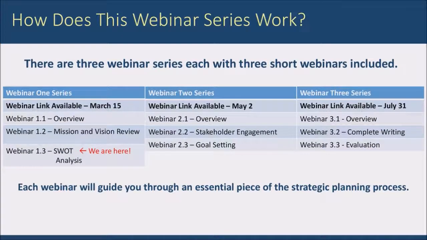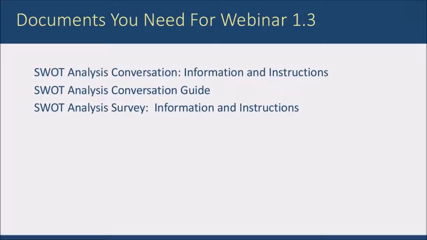As I explained in the last slideshow, this chart shows us the pieces of the webinar series as well as where we are in the process. Congratulations, this is the last part of the first series. The documents you need for webinar 1.3 are listed here. There's a SWOT analysis conversation information and instruction sheet, there's a SWOT analysis conversation guide, and a SWOT analysis survey information and instruction sheet. If you haven't already printed these documents or opened them up on the screen so you can follow along while I review them, please pause this presentation and get your documents ready.